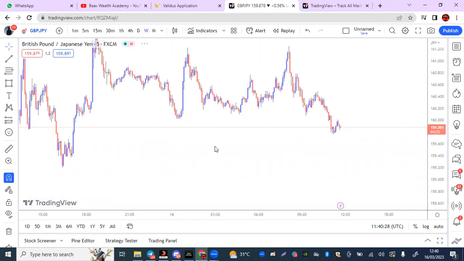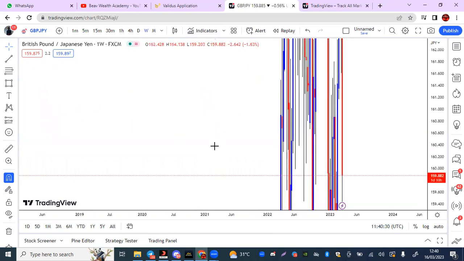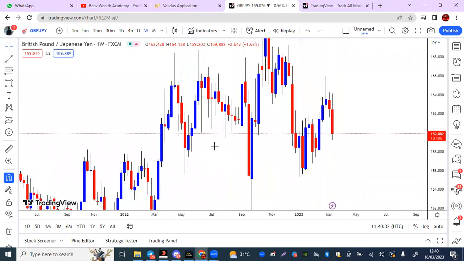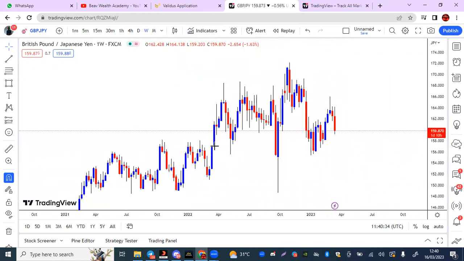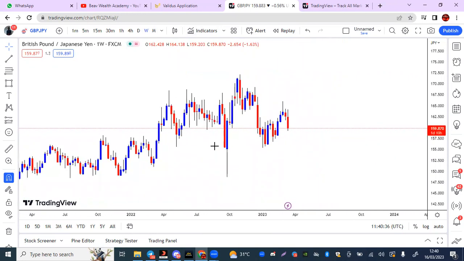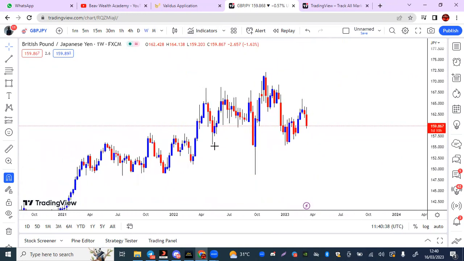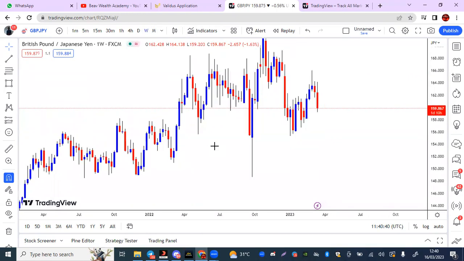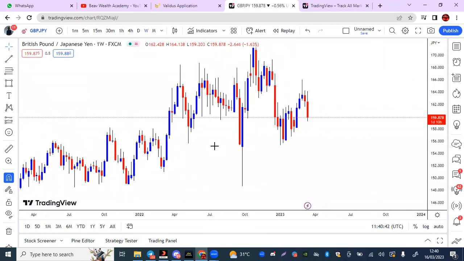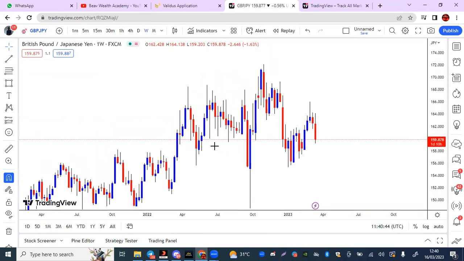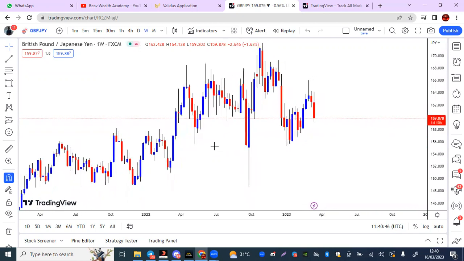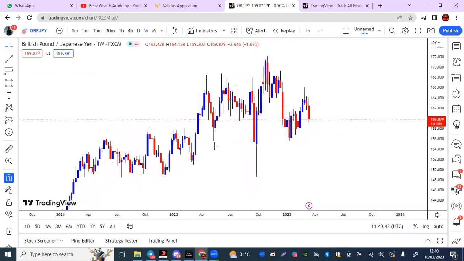Firstly, we want to look at the weekly time frame to get the overall structure of the pair. Now, if you've gone through the supply and demand course, which is our methodology, you will know that we define an uptrend or a downtrend when the price breaks.